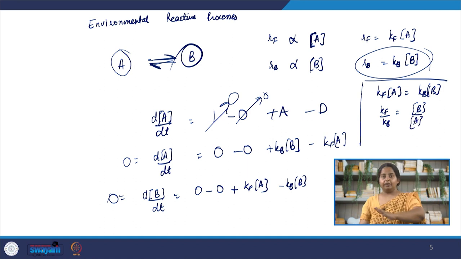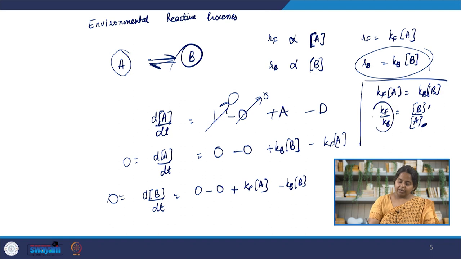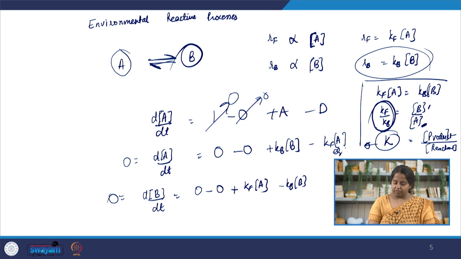We have brought the rate constants to one side and the molarity of the reactant and product to the other side. If I know the concentration of A at equilibrium, I can find the concentration of B using this equation. What we like to do is summarize Kf/Kb as a new constant K, which is the product concentration at equilibrium in the numerator divided by the reactant concentration at equilibrium in the denominator. This is known as the equilibrium constant. So the equilibrium constant is the ratio of the forward reaction rate constant to the backward reaction rate constant. This is a very simple example.